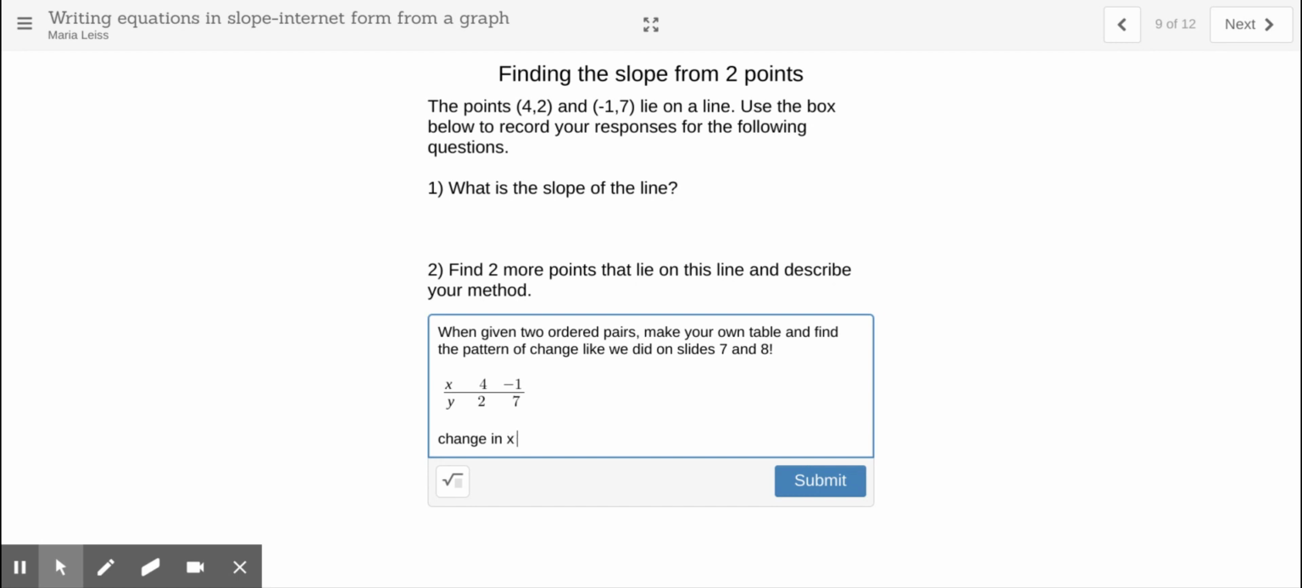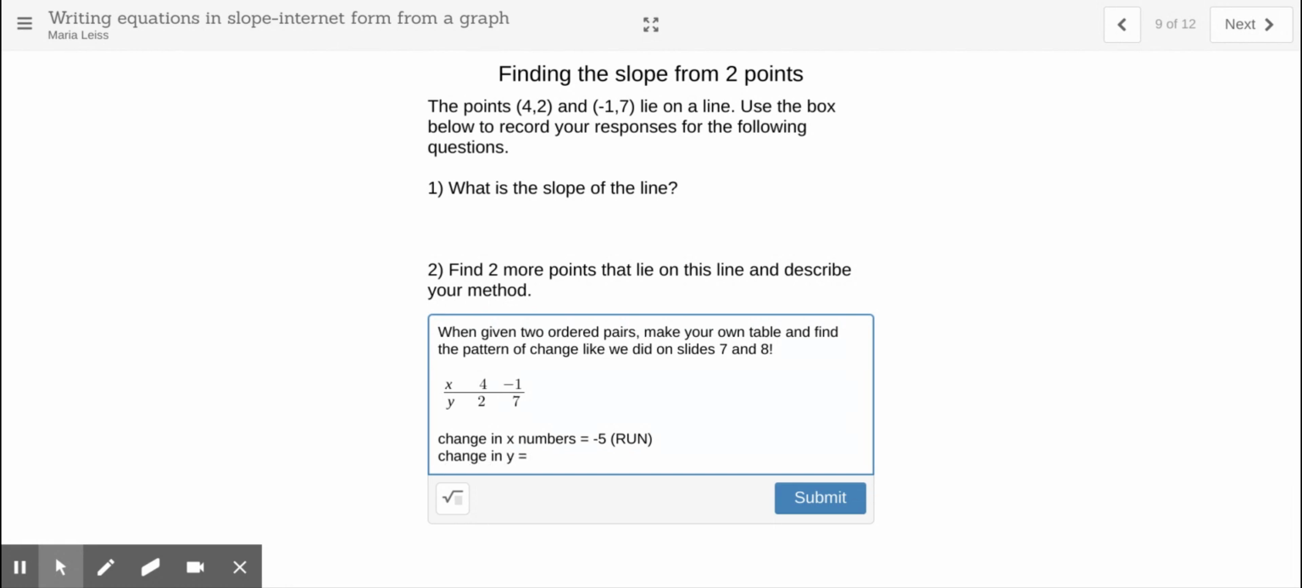So my change in x numbers, 4 to -1, I am decreasing, and I'm going down by 5. That's my run. Because if I count backwards on a number line, 4, 3, 2, 1, I don't count 4, but 3, 2, 1, 0, -1 is 5 places backwards.